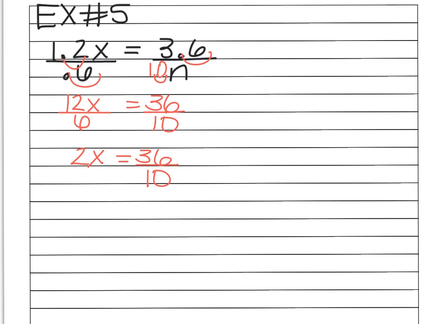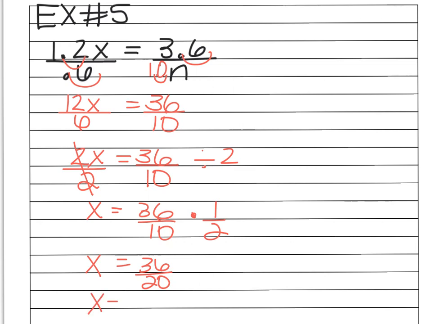So here we can divide by 2. I have x equals 36 over 10 divided by 2, which means we have to take the reciprocal and multiply. So I have x equals 36 times 1 is 36. 10 times 2 is 20. And then we can go ahead and reduce and ask ourselves what goes into both of those evenly. And 4 goes into both of them evenly. 4 goes into 36 9 times and into 20 5 times. So 9 over 5 is your answer.